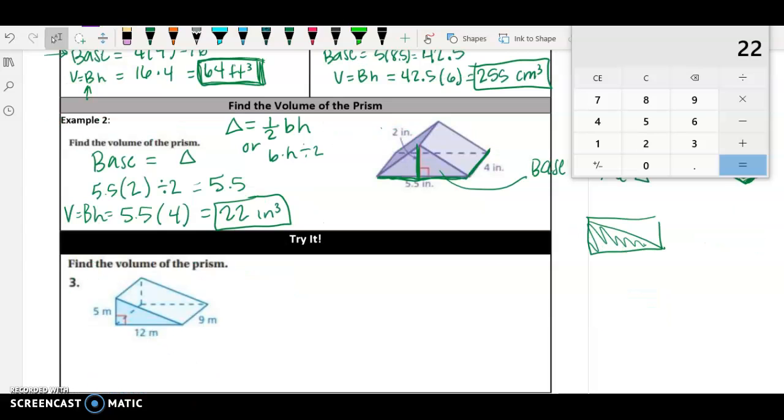So you're going to give this one a try. Remember that the triangle is your base, so you need to find the base area of the triangle first and then multiply by the height. And then once you're done, you're going to check your answer with mine.